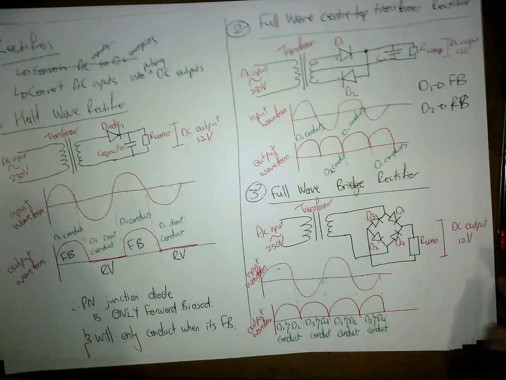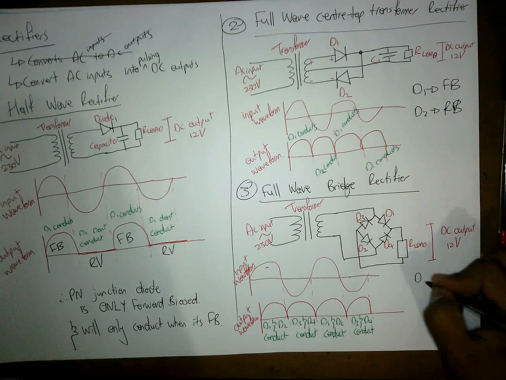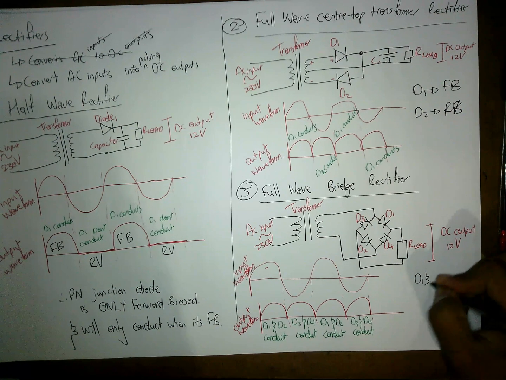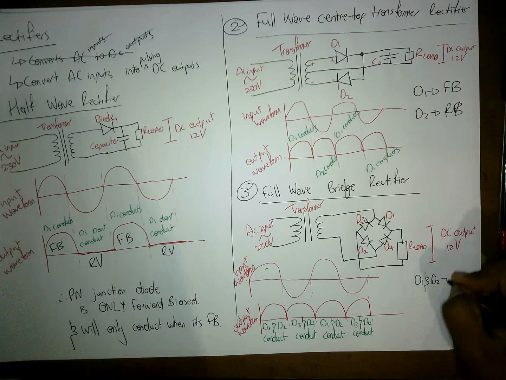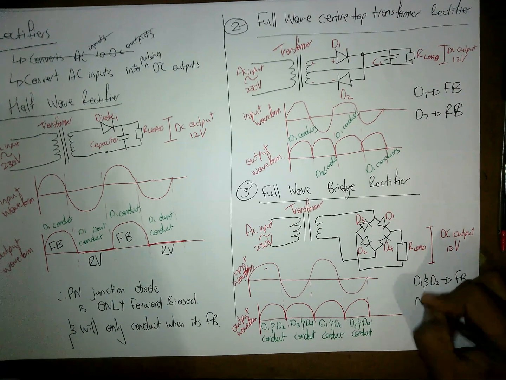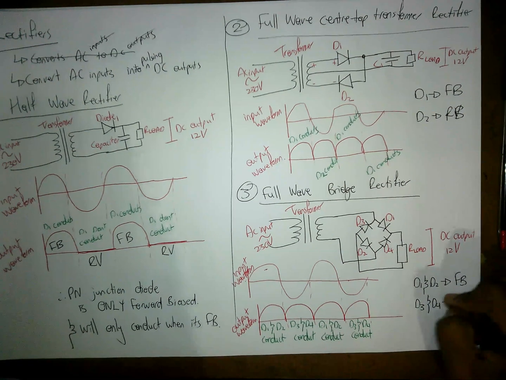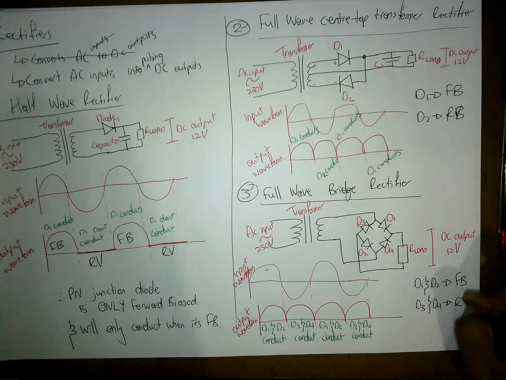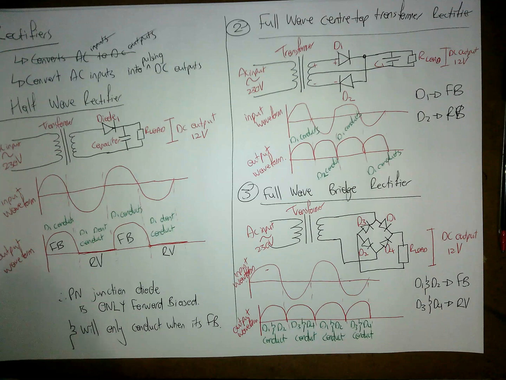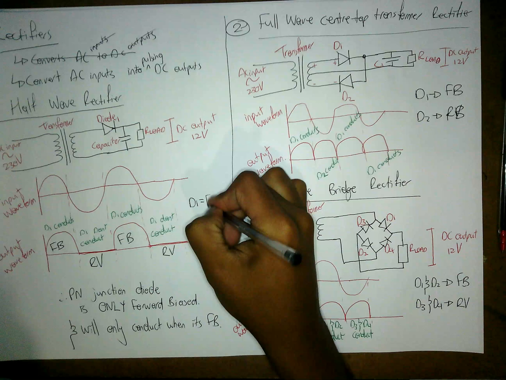So to write it, D1 and D2 are forward bias. D3 and D4 are reverse bias. And over here, D1 is forward biased.